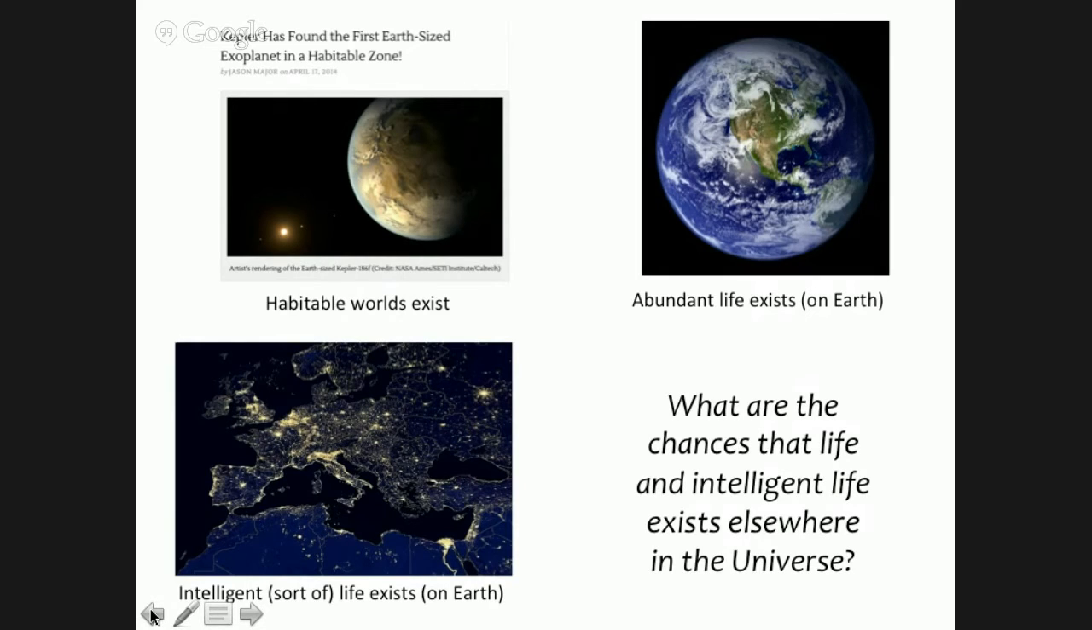We know that intelligent life exists on this one place of a sort, all right? Depends on your definition of intelligence. But we know that there's a technologically advanced civilization on at least one planet. So the question is, are there other technologically advanced civilizations out there? And how would we actually quantify how many of those might be, and how would we actually find them?